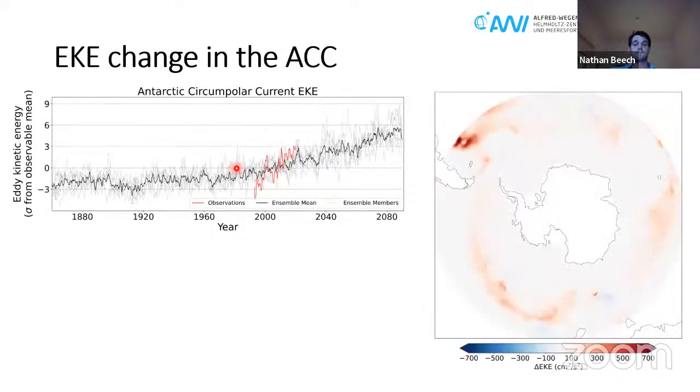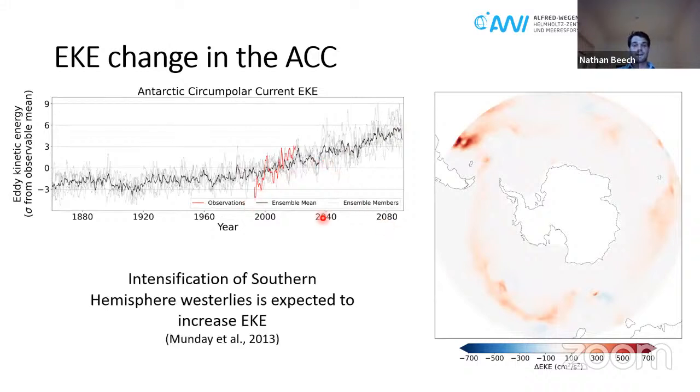And the last current that we'll look at is the ACC. Here we see a pretty substantial increase in eddy activity. And what do you know? That's also something that's anticipated in the context of climate change. The reason for that is an intensification of westerlies. So strong westerly winds in the southern hemisphere are expected to get even stronger, and that can give more energy to the oceans and cause more eddy activity.